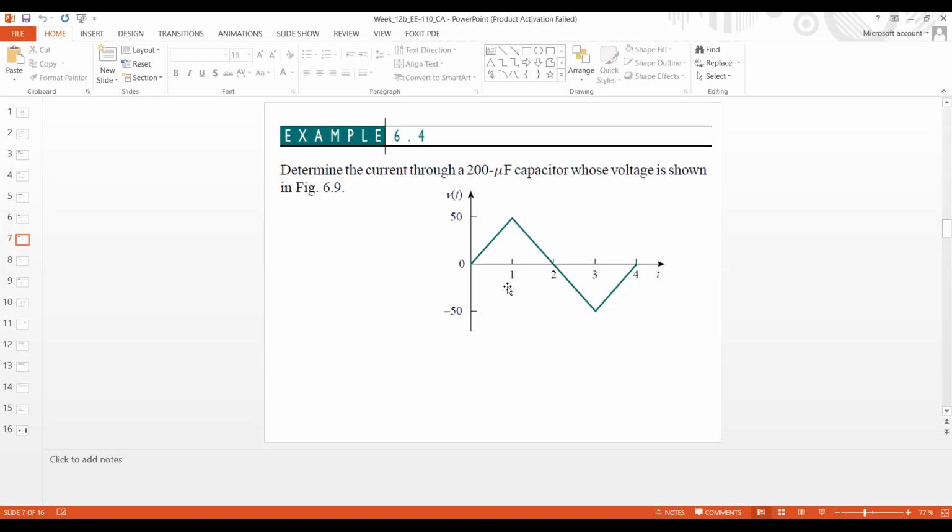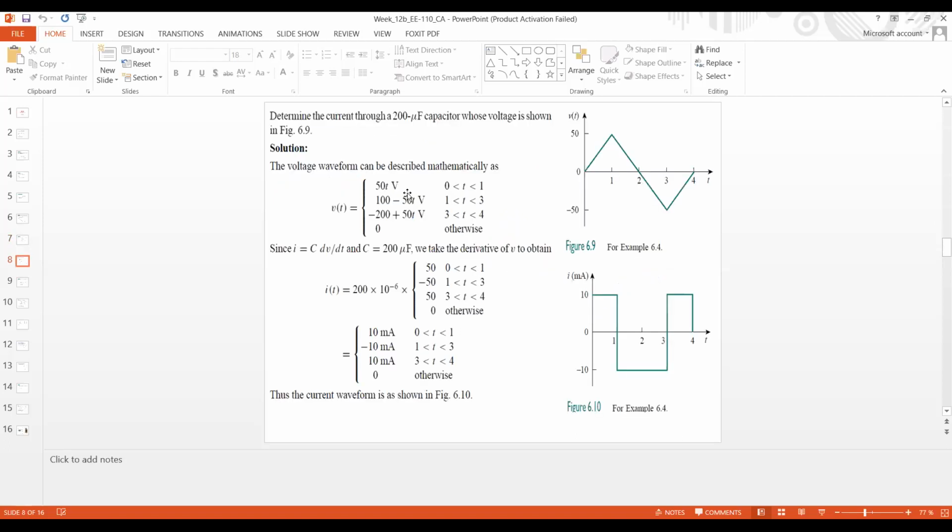So I decided to break down the interval from 0 to 4 seconds into three parts: 0 to 1, 1 to 3, and 3 to 4. And hence I figured out three equations of lines: from duration 0 to 1, this line, then from duration 1 to 3, this line with negative slope, and then from duration 3 to 4, this line with positive slope. So here is the working.